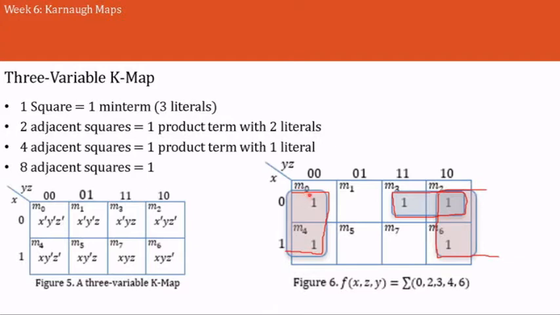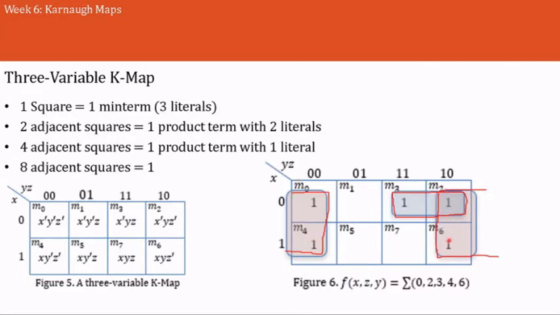Now let's look at the value of y. What is the value of y for minterm 0? The value of y for minterm 0 is y prime. But if you look at M2, or minterm 2, the value of y is y. So M0 is y prime, M2 is y. So there is now a change, right? They are different because this is y prime and the other one is y. Therefore, y will be cancelled out.